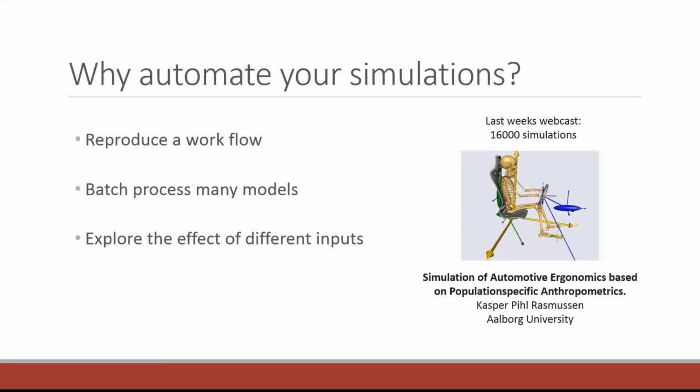contained a different person with different anthropometrics. And all the anthropometrics were taken from a population database. They used this setup that we're going to show today exactly to run these 16,000 simulations. Their model was relatively fast and easy to run, so they were able to run all of these simulations in a night.